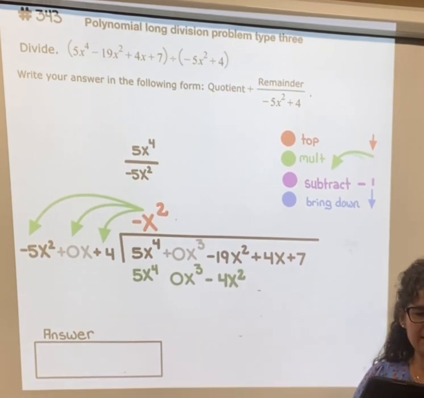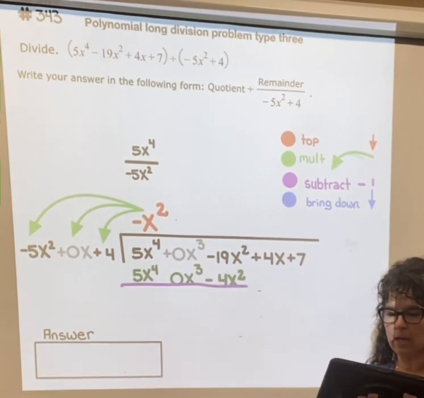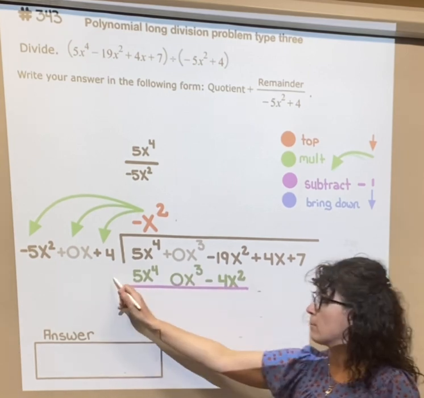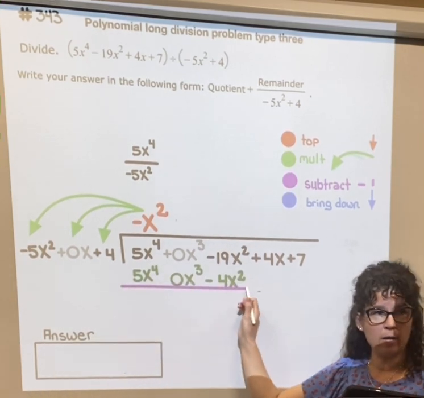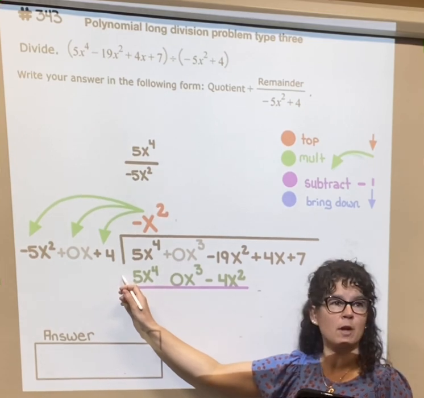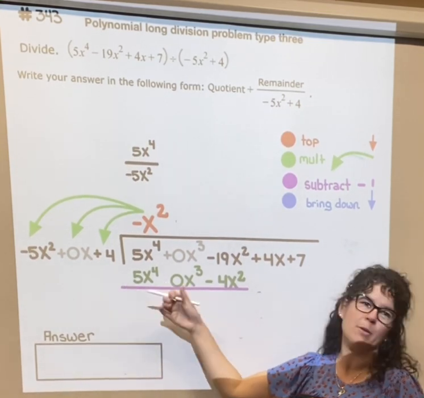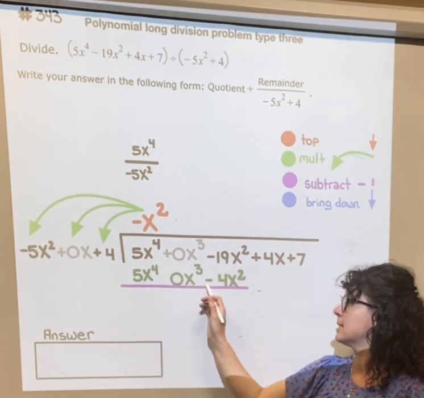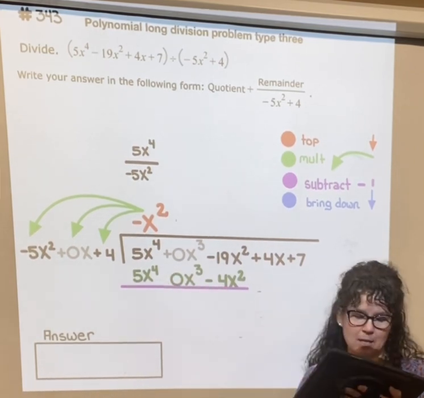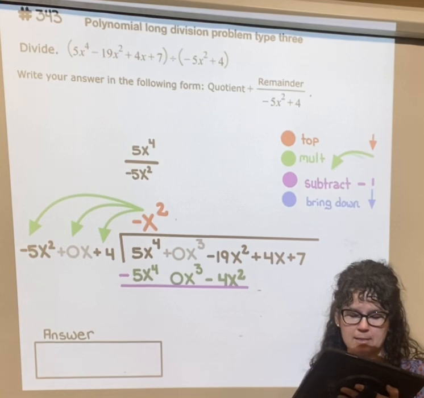Now I'm ready to subtract, so I'm going to draw my line. Remember that you want to run the negative all the way through. Don't just put a minus out front. So this is going to become negative. This one here, plus or minus, doesn't really matter. Minus, and then that minus is going to become a plus. So I have minus, minus, plus.